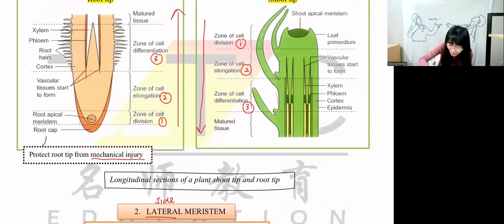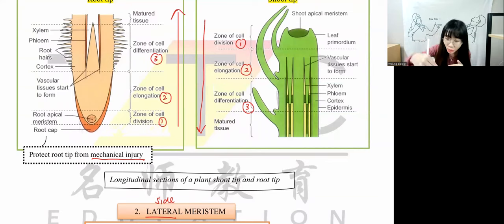What does mechanical injury mean? It means injury that's not done by human. It's under natural disaster. For example, maybe you got a bacterial infection or maybe you got insect invasion. So it's not done by human. We call this as mechanical injury. Or maybe the soil is too hard.